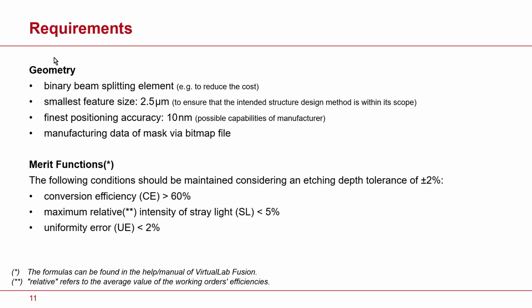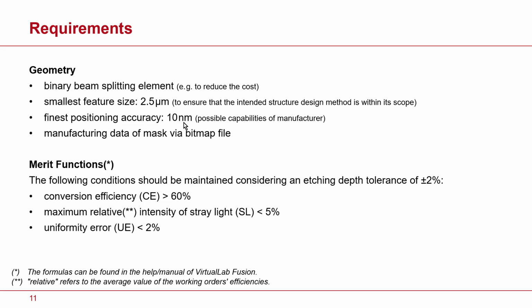Now typically there are further requirements, such as geometric requirements. Here let's assume we'd like to have a binary beam splitting element to reduce costs, for example. The smallest features should be about 2.5 micrometers. This ensures that we are in the range of about 5 times the wavelength, and therefore we can later on easily, with no critical thoughts, use conversion into a structure using the thin element approximation, which is typically valid for paraxial scenarios, which is the case if we deal with feature sizes in that range.